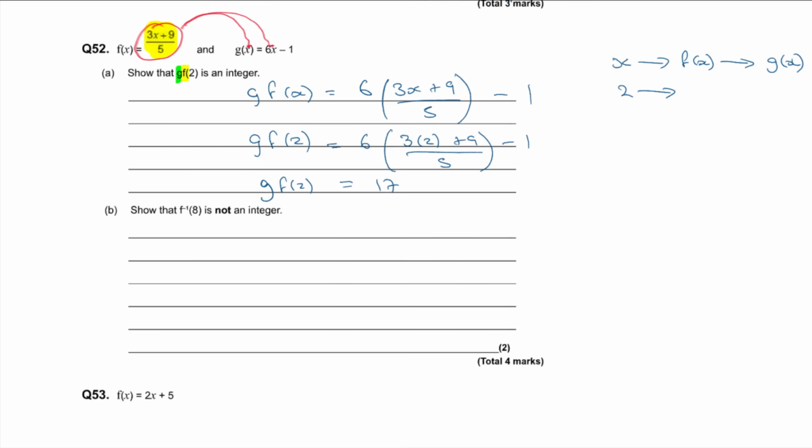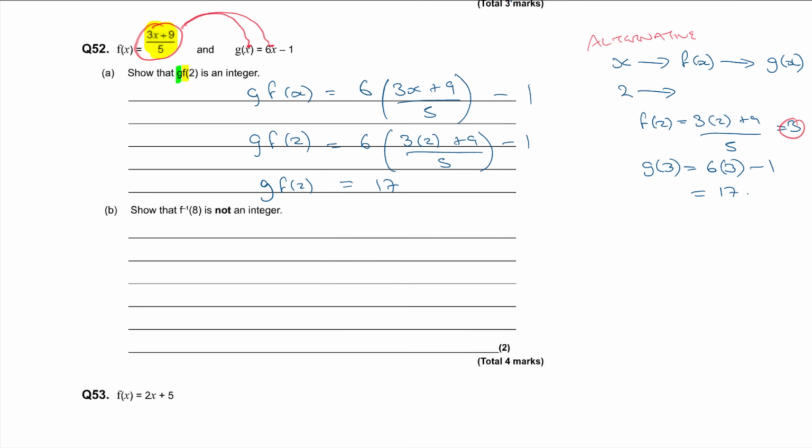So that's going to be f of 2 is equal to 3 lots of 2 plus 9 over 5, which is 6 plus 9 is 15 divided by 5 is 3. And then we take that and we feed it into the next function, g of x. So we work out what g of 3 is. And then so that's going to be 6 lots of 3 minus 1, and again we get the same answer as 17. So that might be a simpler way of doing it than the kind of way I just did it there. So that's an alternative method.